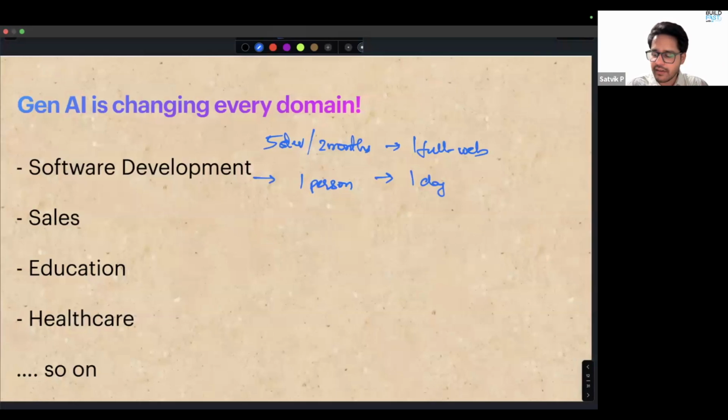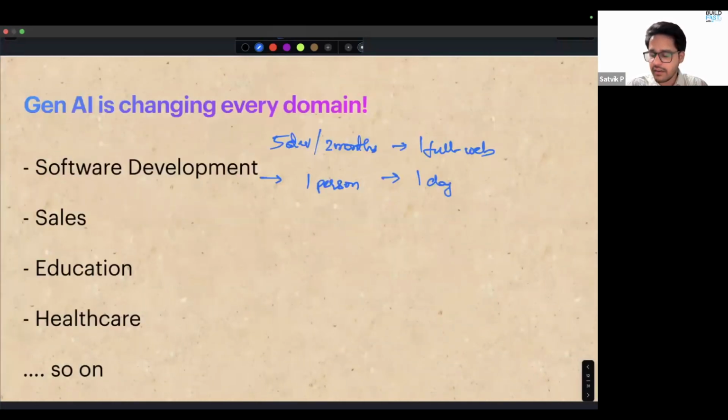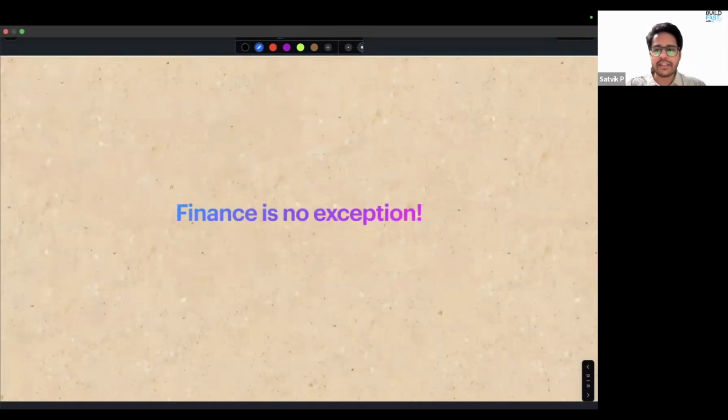So what used to take 2 months and five people can now be done by one person in one day. Similarly, you can also see sales is changing. Many a times, whenever you get a sales call, it's probably from AI, right? Education, healthcare, every sector is using AI in many ways. So the idea is finance is no exception, right? There are a lot of different ways that people are using AI within finance.